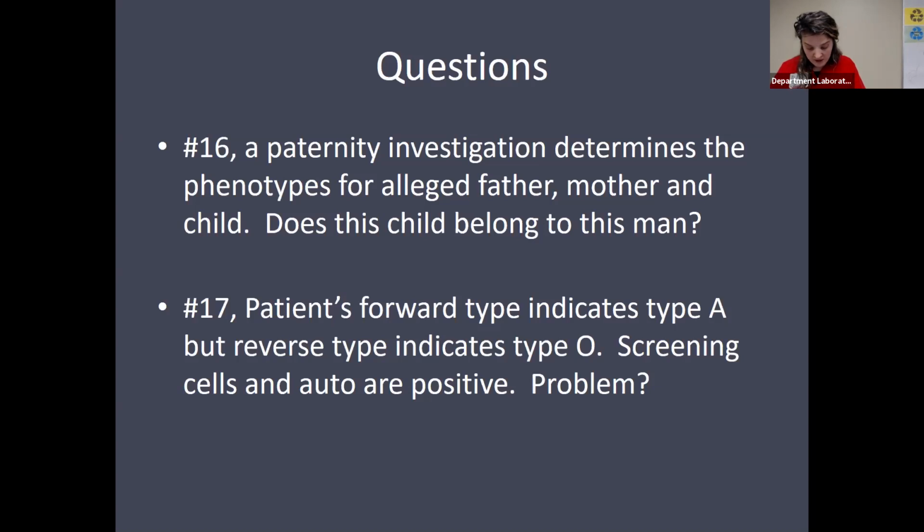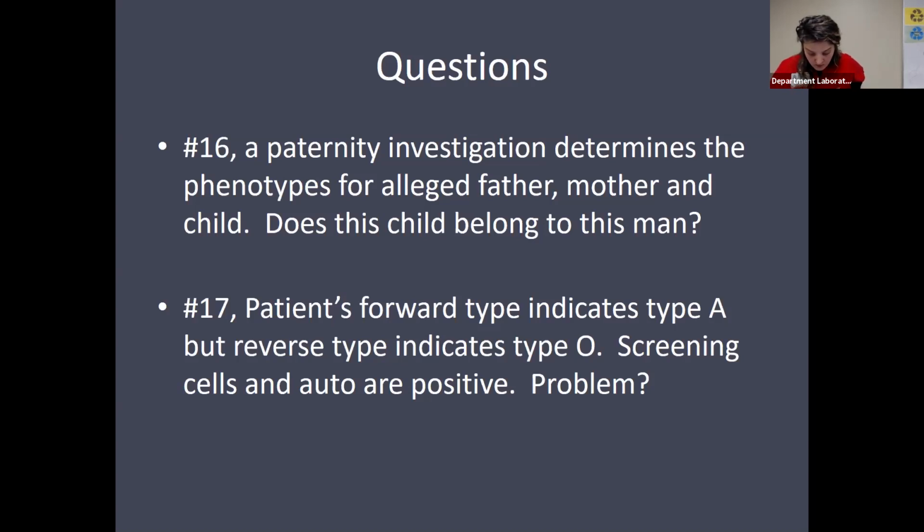All right, so patient number 16, we have a paternity investigation, produces the following phenotyping results. Father is type B, mother is type O. Can the child be type O? Yes, so we cannot exclude the father based on ABO.